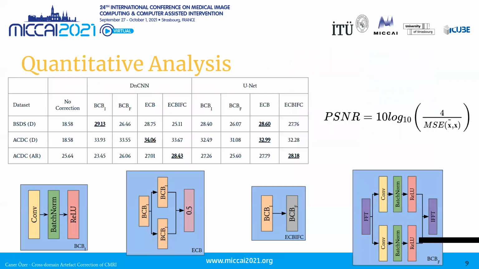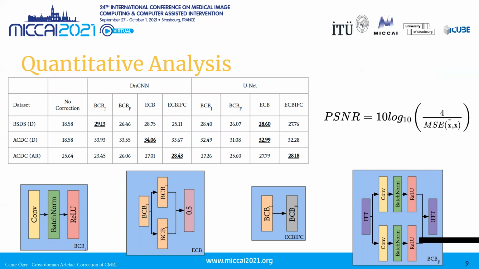We perform a quantitative analysis where we measure the performance of 4 building blocks within the DNCM and UNet models. We compare the performances of these models in terms of the peak signal to noise ratio, which is one of the primary metrics when it comes to image quality analysis.